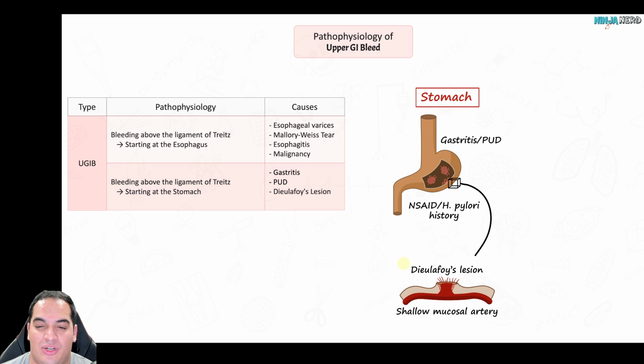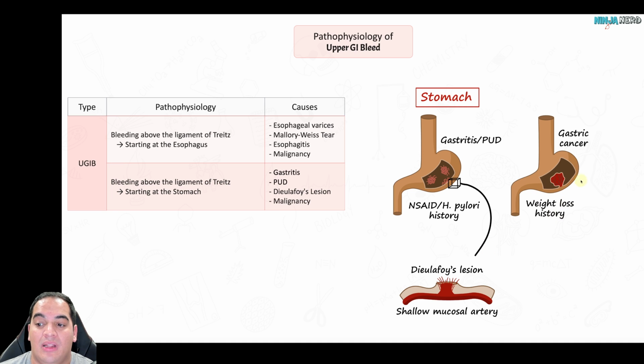So sometimes, if you have an intermittent GI bleed where the patient has melena, they stop, they have melena, they stop, it could be this intermittent bleeding of this shallow mucosal artery. So again, big thing to remember. The next one could be malignancy. And again, I would think about this in a patient who has an underlying history of inadvertent weight loss and some iron deficiency anemia at baseline.